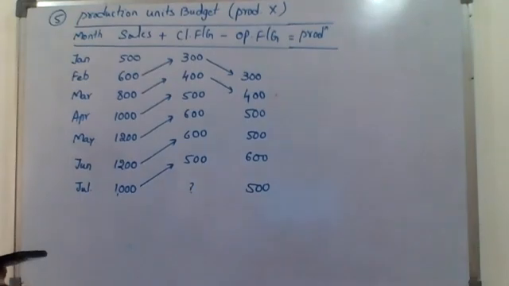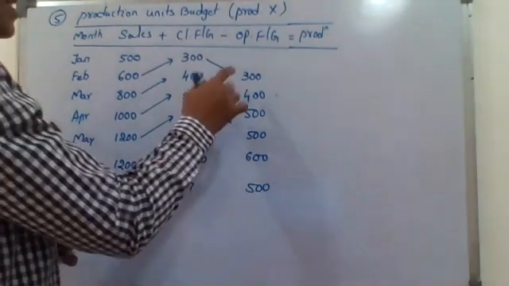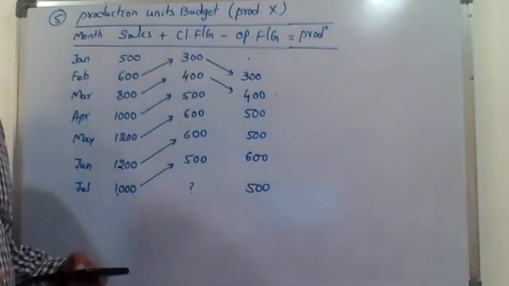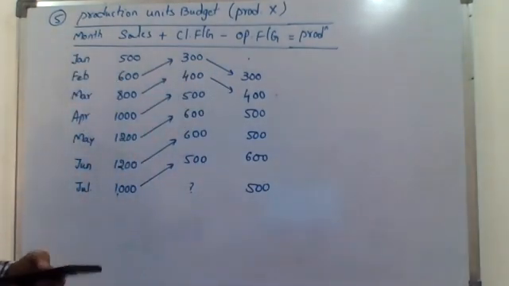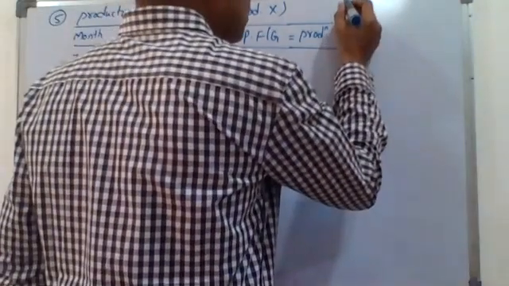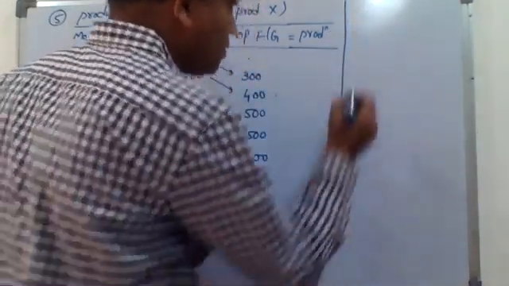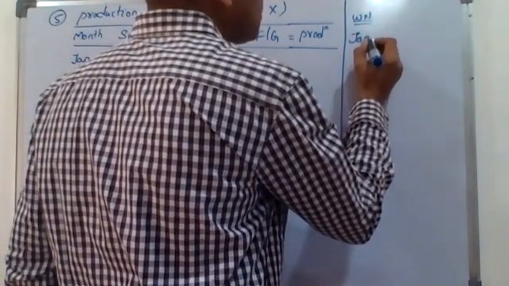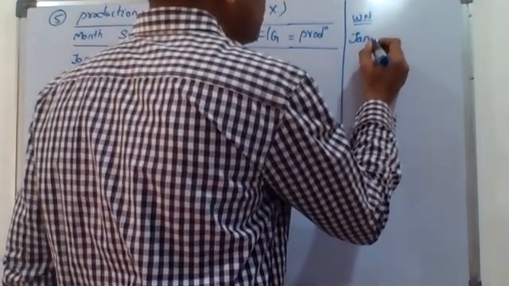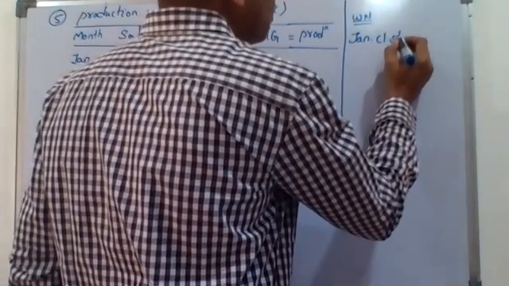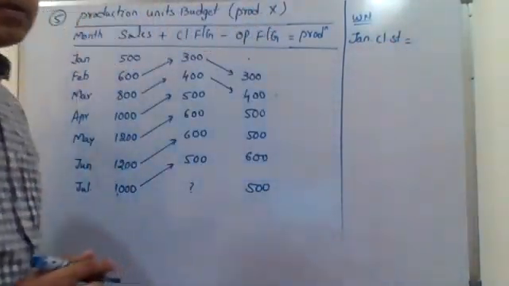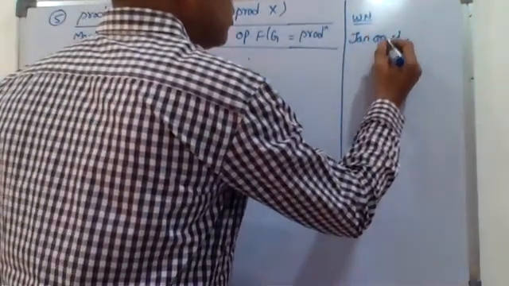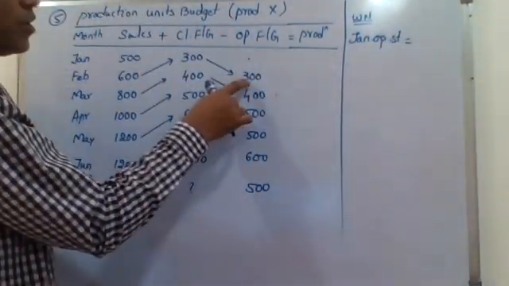We got the opening stock for all the months except the first month. Now, what is the first month? January. Now, this is the point you have to note. Sir, how do we find out? Let me write here the working notes. Jan's closing stock is equal to, see, how did you get, let me call it as opening stock because you already have it. See, how did you get the February opening stock?